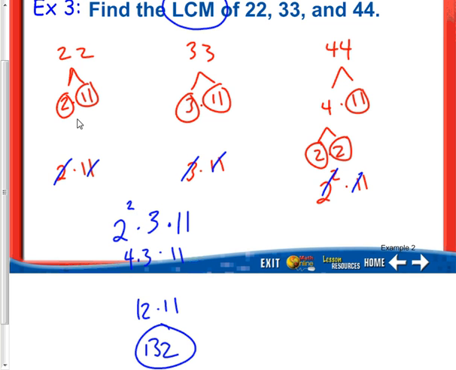So what I need you to do is use this prime factorization method. Again, we're looking for every number to be represented. So I had a 2, so I need to have a 2. I have a 3, so that's got to be in there. I had 11, so that needs to be in there. If I would have had a 7 somewhere or a 5, I would have needed to include that as well. And then you're going to use the largest one. So that's why we use 2 squared rather than just 2.